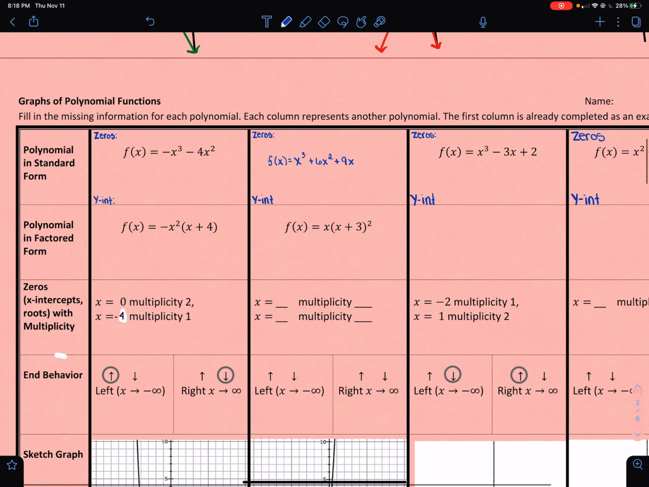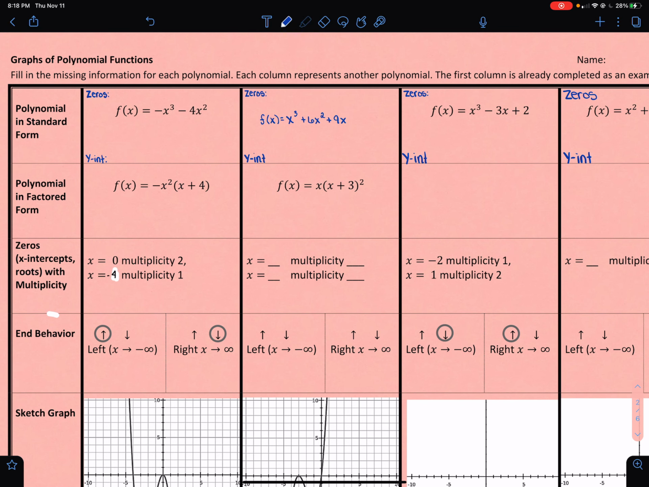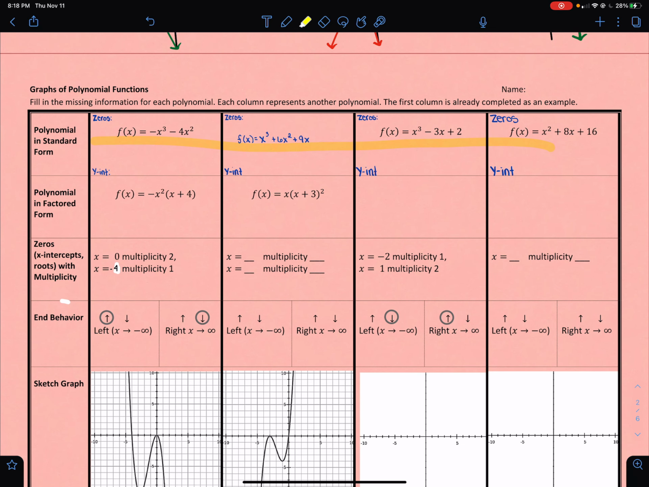Okay. All right. So first thing we're going to do is in the top row, it says polynomials in standard form. So that's this whole top row up here. Oh, I'm sorry. You should have the pink paper with you today. So the pink packet is what you're working on. Okay, the yellow one will be one we continue on after we finish this pink one.